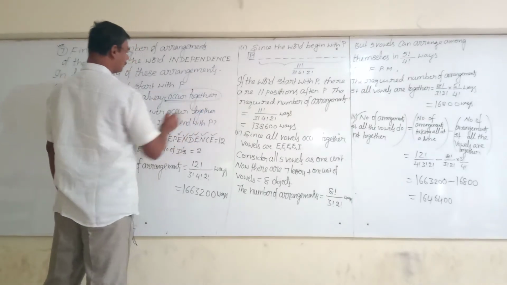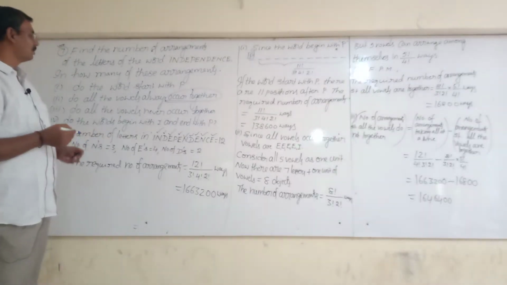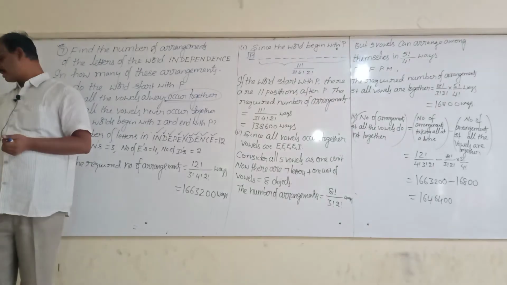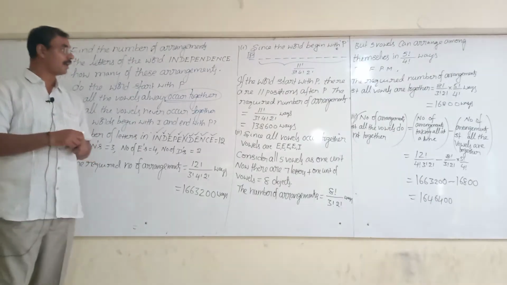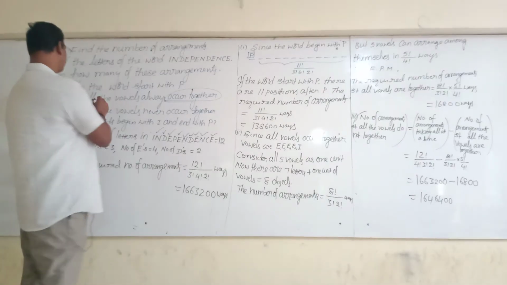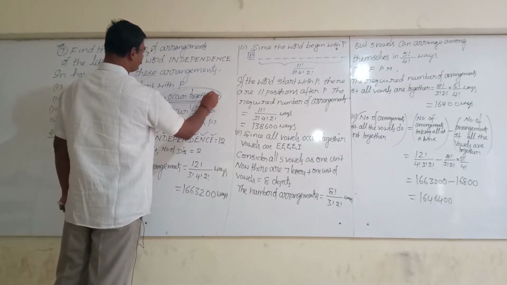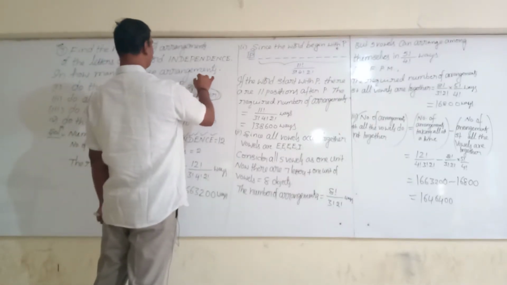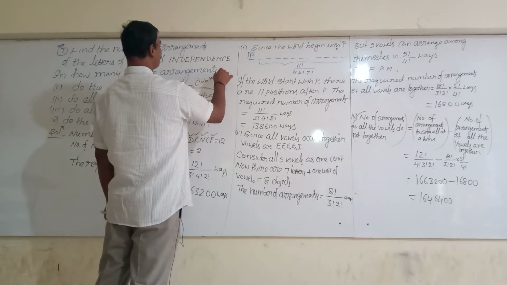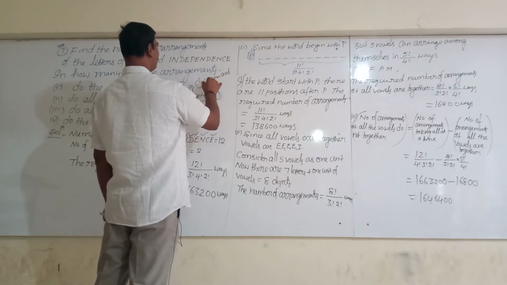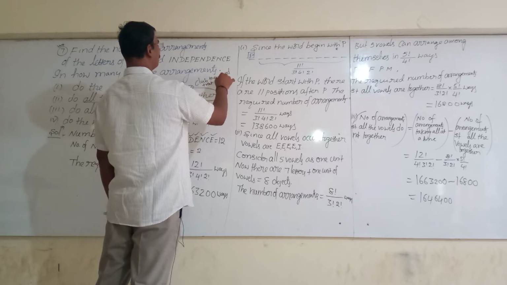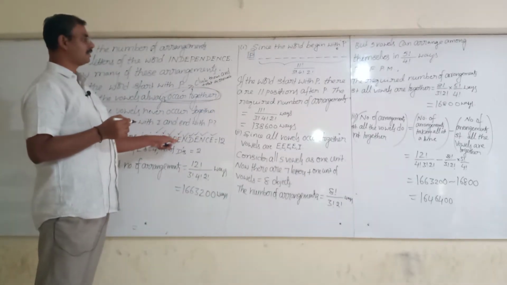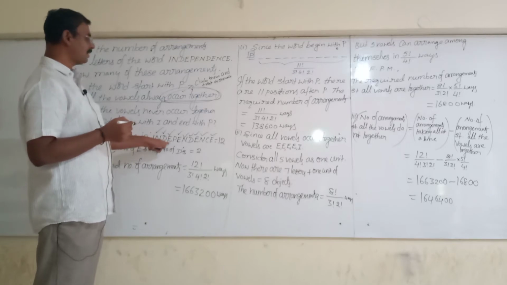All the vowels always occur together. Whenever we have this condition, what to do? We have to club them and treat them as one unit always. So this process should be remembered. When all the vowels are together, it means club them and treat them as one unit. Every time we should remember this. In this case, what are the vowels in the word independence? Vowels are 4 E's and I.